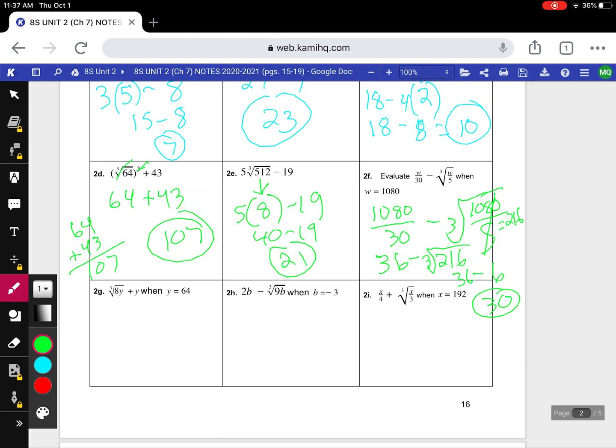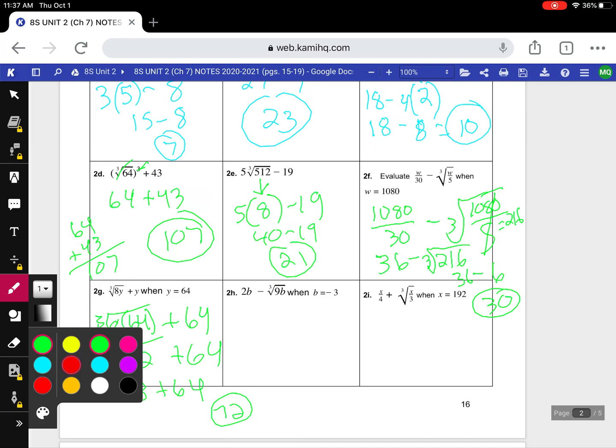Next, let's do this one. I like 2G. Okay, we got the cube root of 8 times 64 plus 64, okay? So 8 times 64, I'm going to do that in my calculator real quick, just in the interest of time. Let's see. That's going to give me 512, okay? So the cube root of 512 plus 64. The cube root of 512 is what? 8 plus 64. We should get 72.